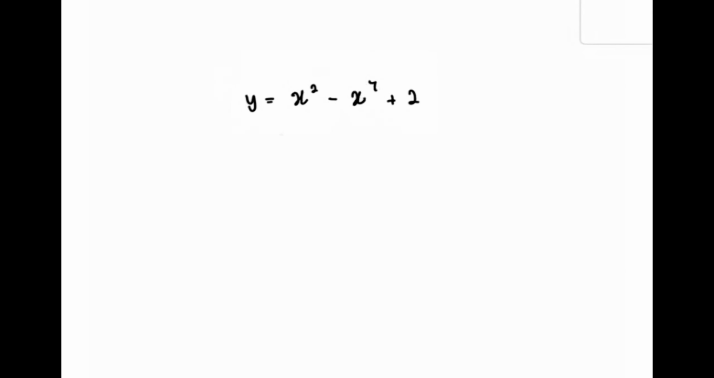Okay, x to the power of 2, it will be 2x because we differentiate it. So 2 minus 1 will be 1, so only 2x. Then minus x to the power of 7, it will be 7x to the power of 6 because 7 minus 1 will be 6. And 2 is a constant, so it will be 0. So the final answer is 2x minus 7x to the power of 6.